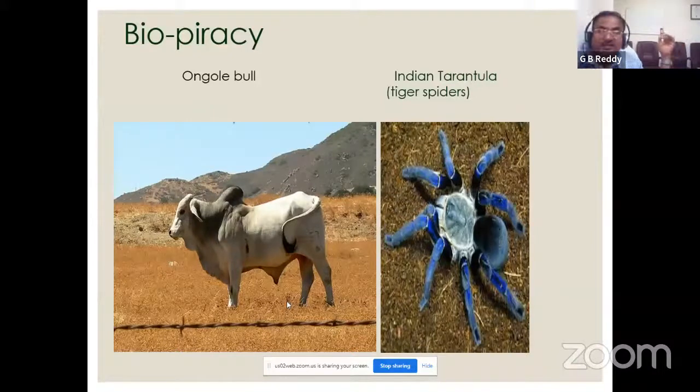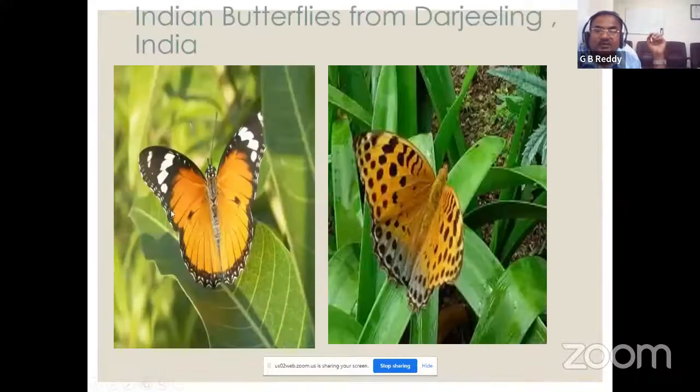Similarly, the same thing happened in the case of certain spiders. They are called Indian tarantula, tiger spiders, and ultimately they found that they were exported to be used as exhibition items, sometimes to take out the venom from these spiders. The same thing happened even with entomologists who work on insects. A Czechoslovakian entomologist was jailed in India for exporting Indian butterflies from the Darjeeling region of West Bengal.